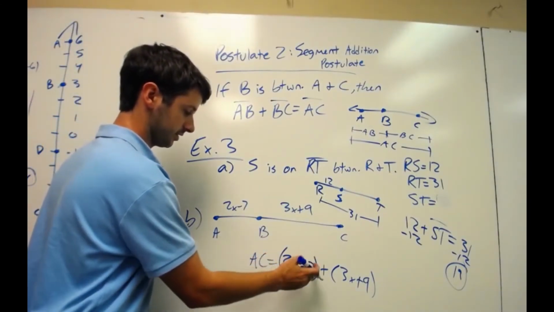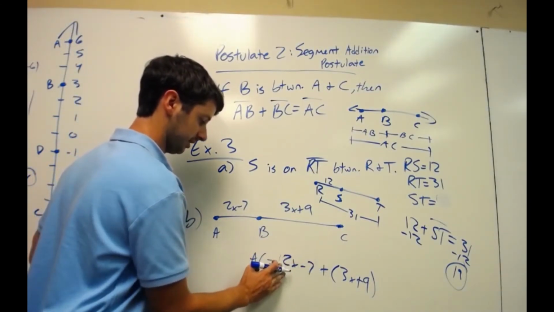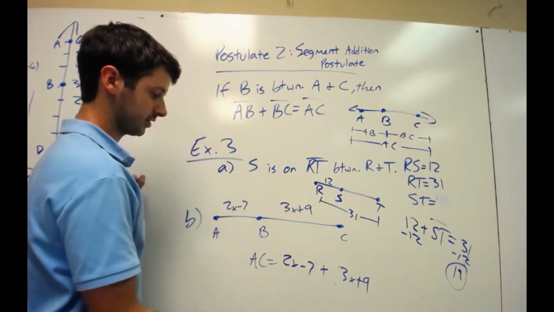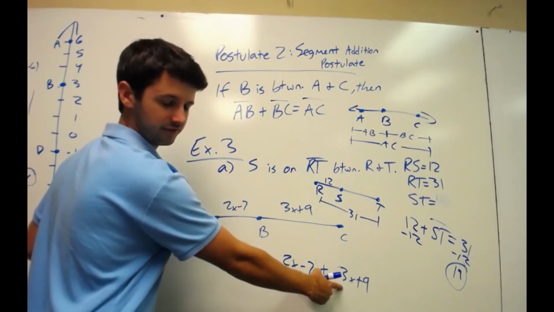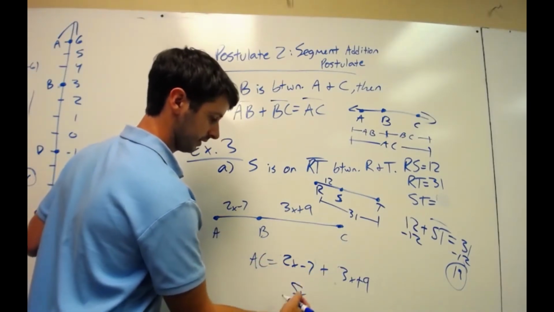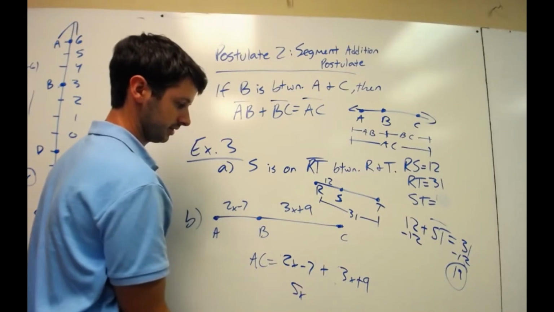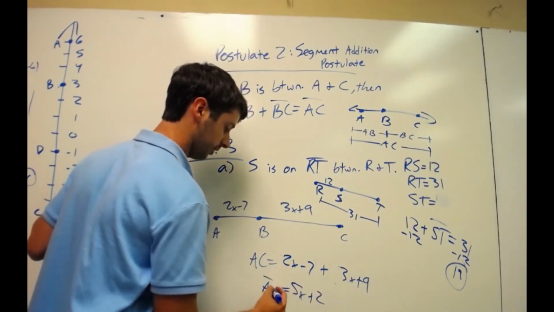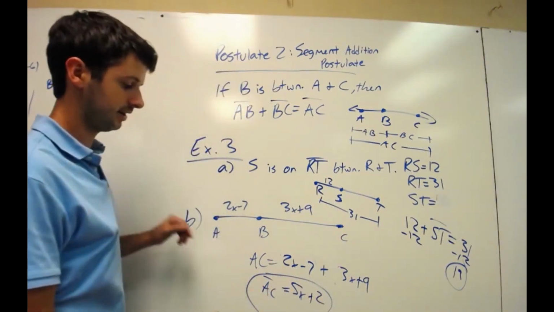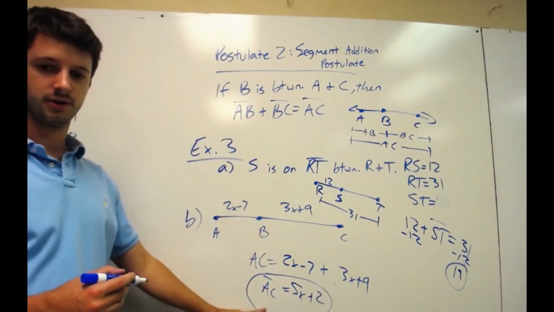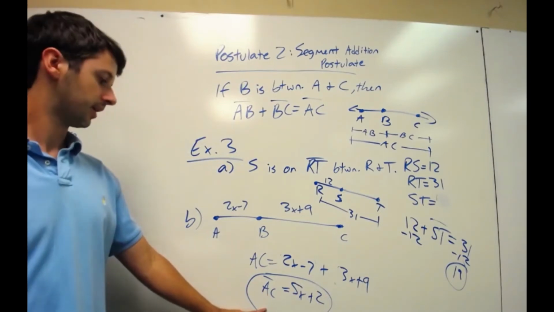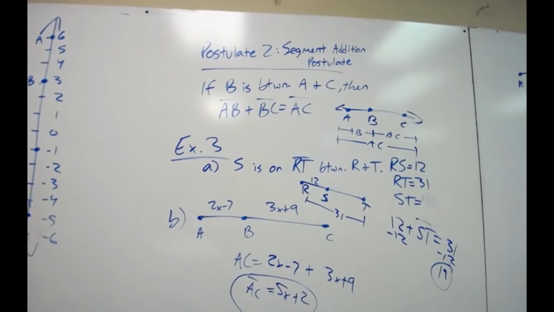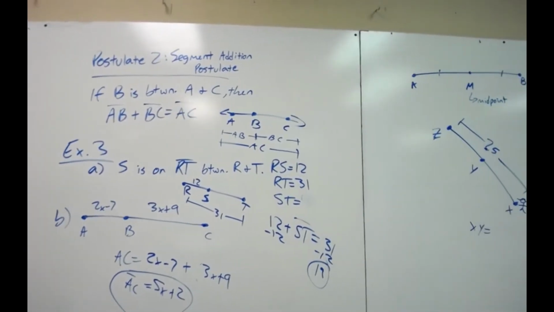And since there's nothing in front of the parentheses and it's all positives, I can go ahead and eliminate the parentheses to make it easy math. I would just add like terms. 2x and 3x is 5x. Negative 7 and 9 together is 2. So I know it's weird, but the value of line AC simplified is 5x plus 2. That is actually your answer. It cannot be solved any further, so that is simplified. So that's postulate 2, the segment addition postulate.